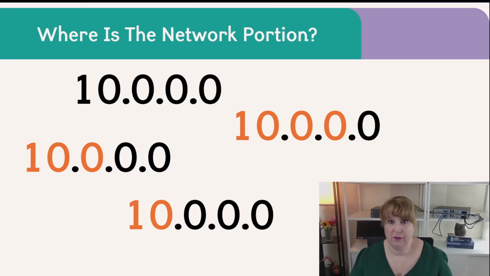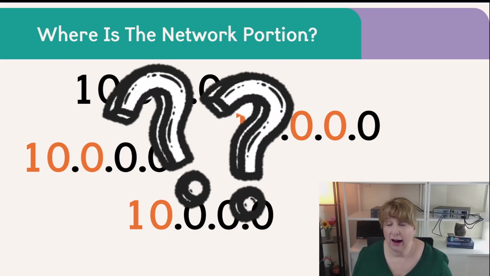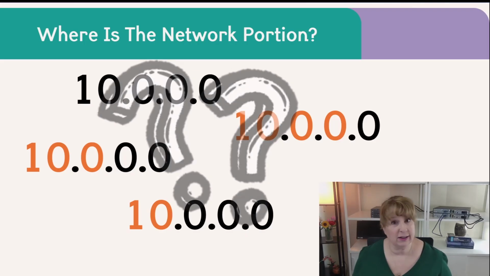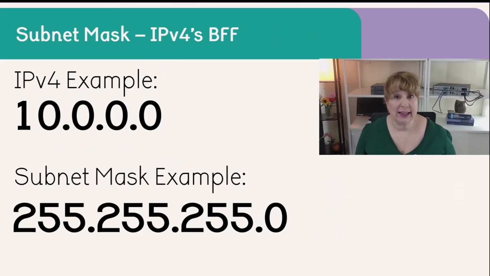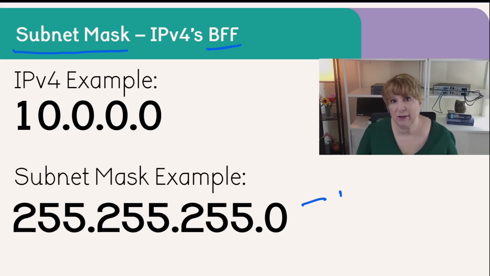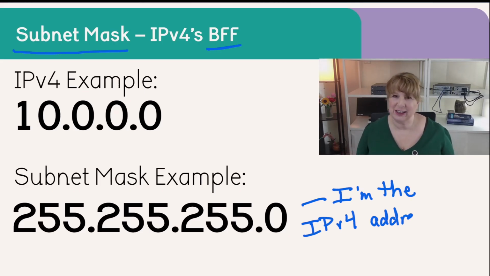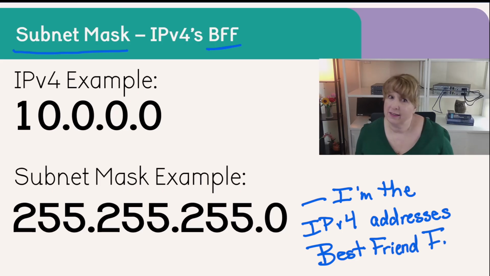With only the IPv4 address, you cannot tell, I cannot tell, and the computer cannot tell which part of this IPv4 address is the network portion and which part is the host portion. What we need is another partner for our IPv4 address that defines the network portion and the host portion. What we need is a subnet mask. Sometimes I call the subnet mask the best friend forever, or BFF, of the IPv4 address, because like two BFFs, they always work together. Handily, subnet masks are also written in dotted decimal format.